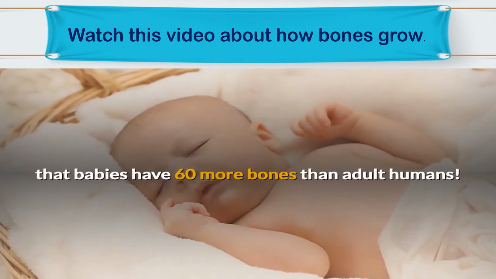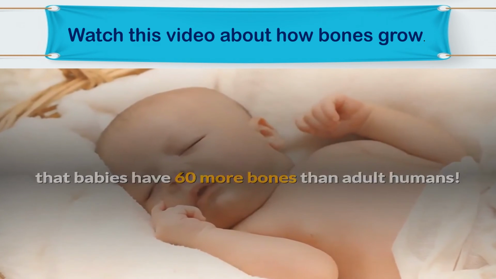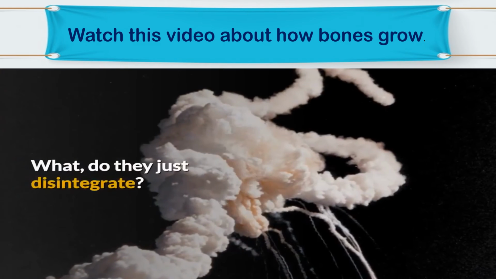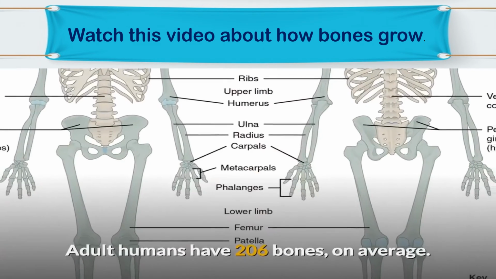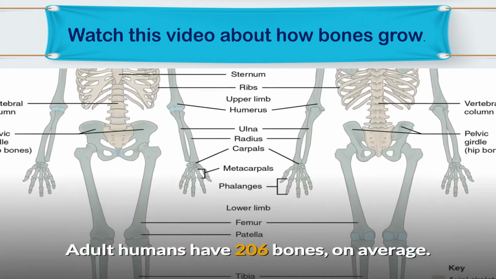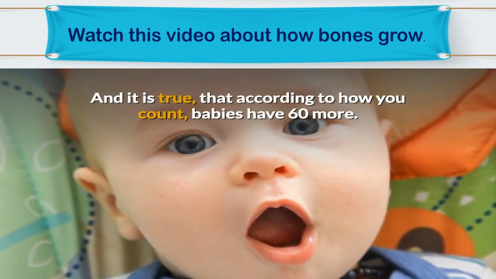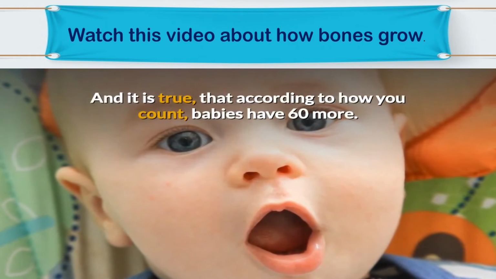And it's said that babies have 60 more bones than adult humans. If that's true, where do they go when you grow up? What, do they just disintegrate? Adult humans have 206 bones on average. And it is true that according to how you count, babies have 60 more.